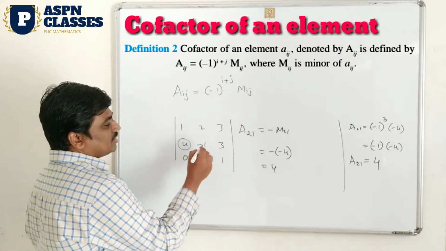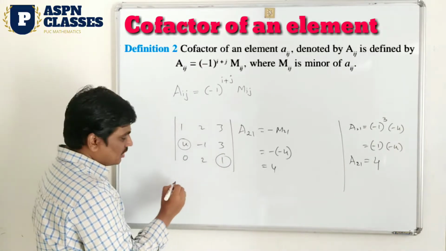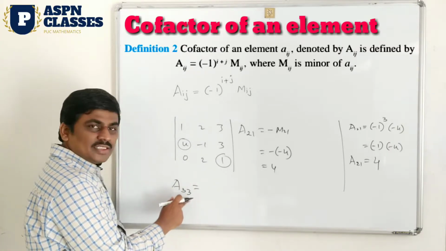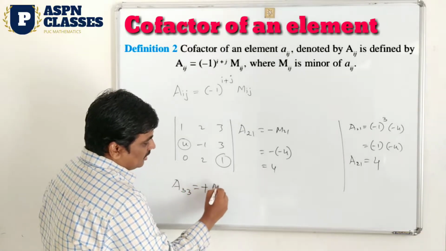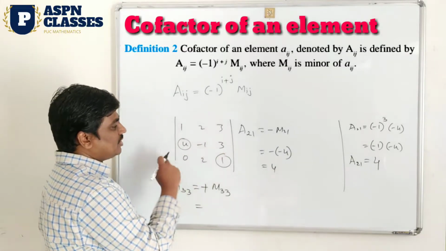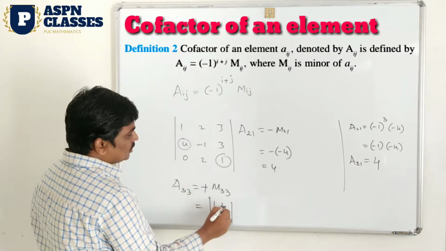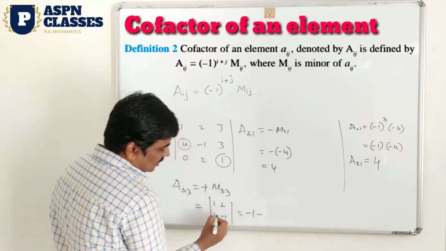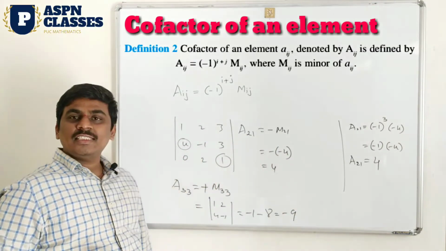Now I am going to find it for this element. A33 is the element, third row, third column. 3 plus 3 is 6, which is an even number, so plus sign. And what is the result? M33. How to find M33, the minor of that element? These two are cancelled, so the determinant is 1 2 4 minus 1. Then simplify: 1 into minus 1 is minus 1, minus 4 into 2 is 8. So minus 9 is the cofactor of A33.